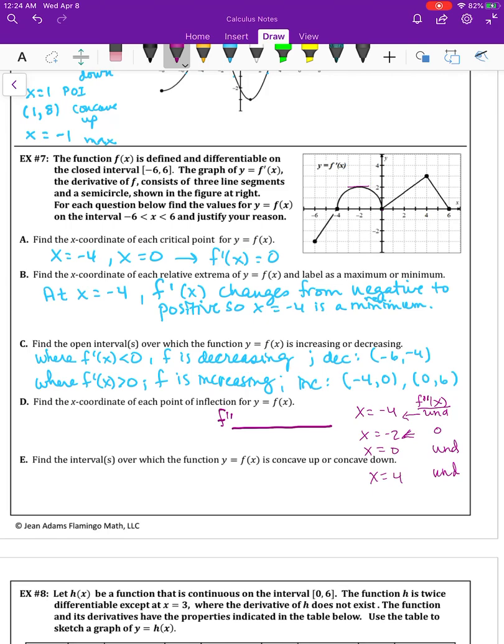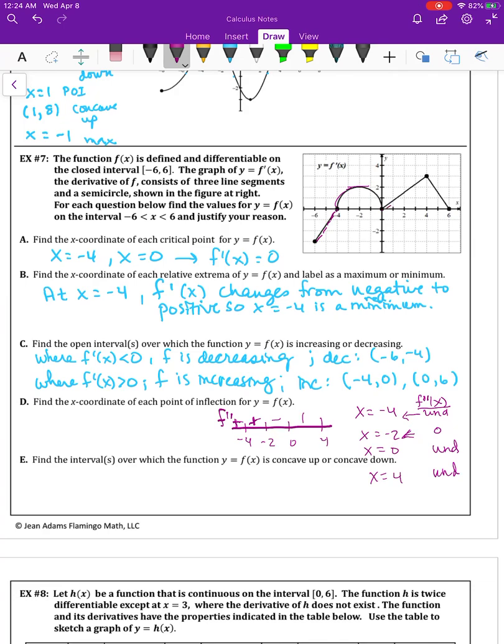So if we wanted to, then we would be making a sign chart for our f double prime. And it looks like we've got negative 4, negative 2, 0, and 4. And so I can see that it goes from positive slopes of tangent lines, right? So look, positive, positive, positive, because we're talking about the second derivative. And then it stays positive, positive, positive. So this is plus, plus. So this is not going to be a point of inflection at negative 4.